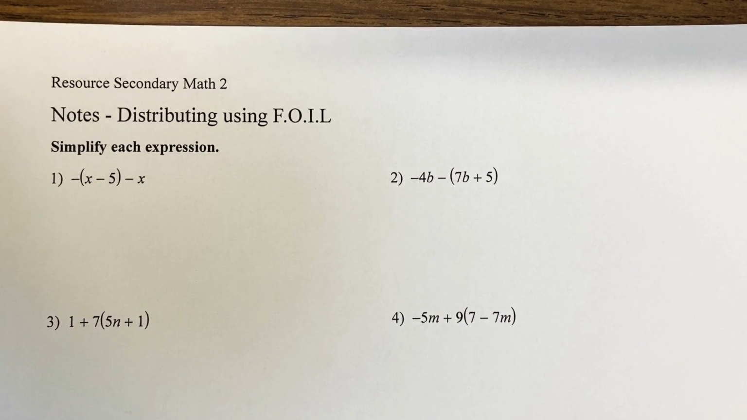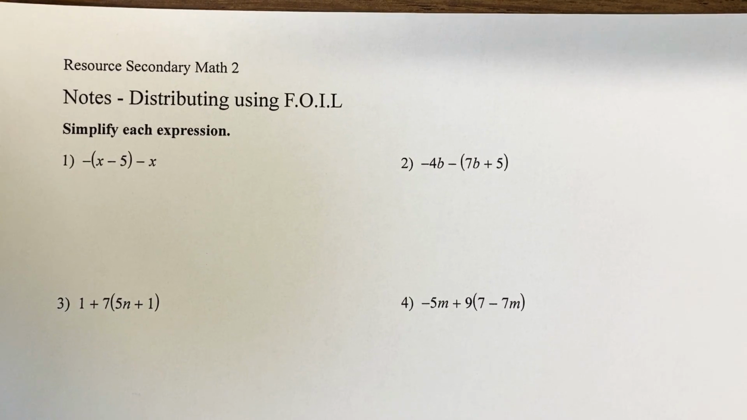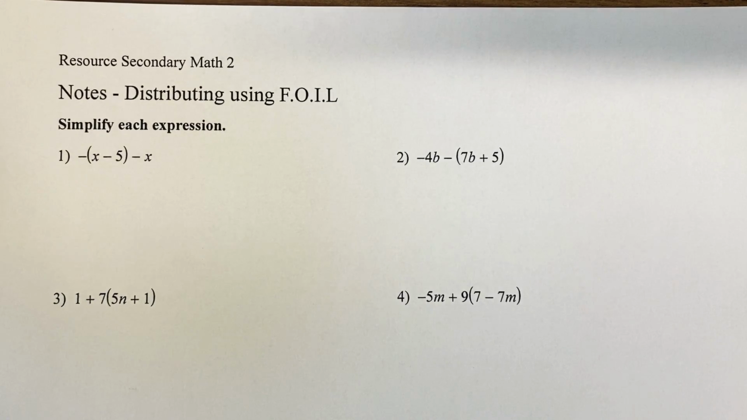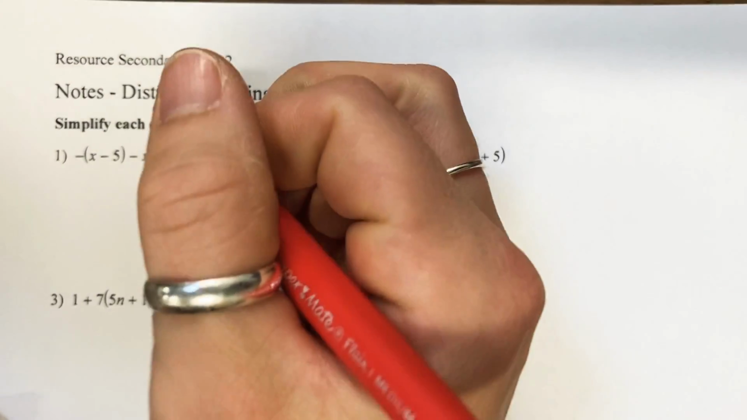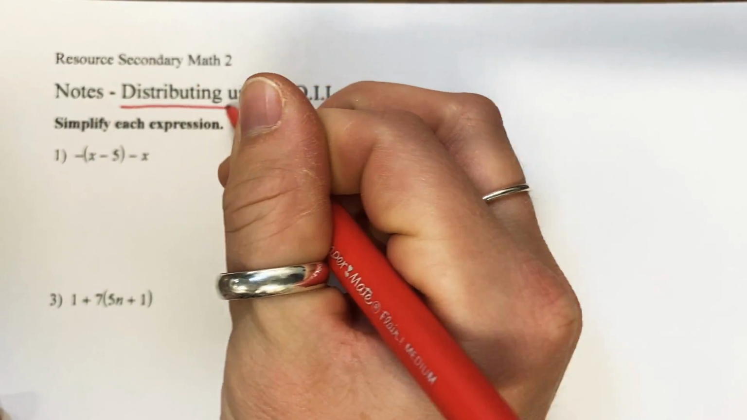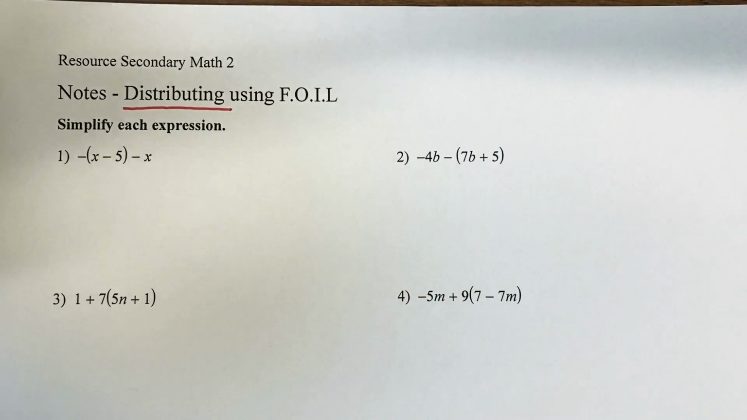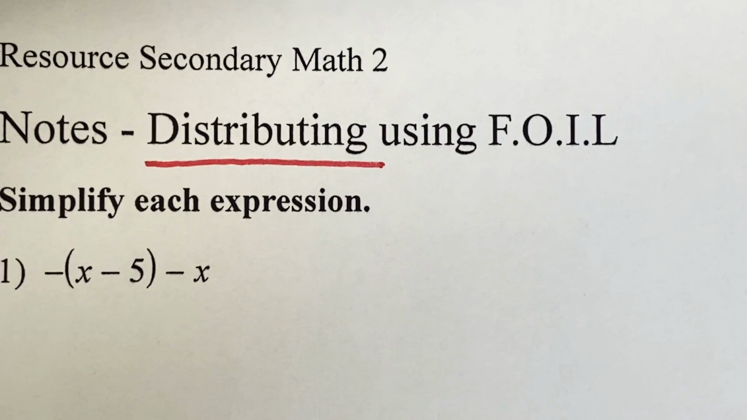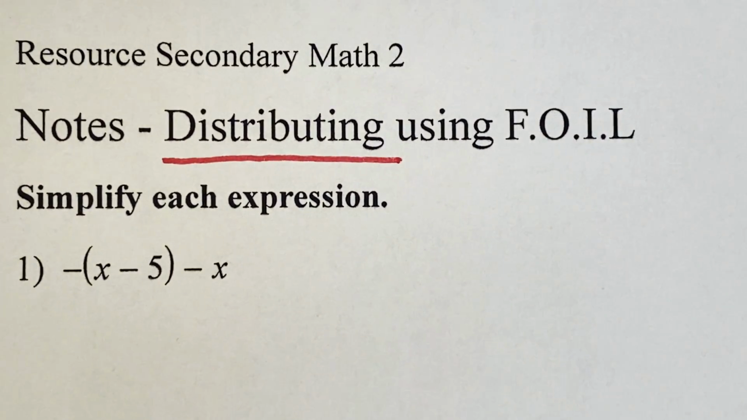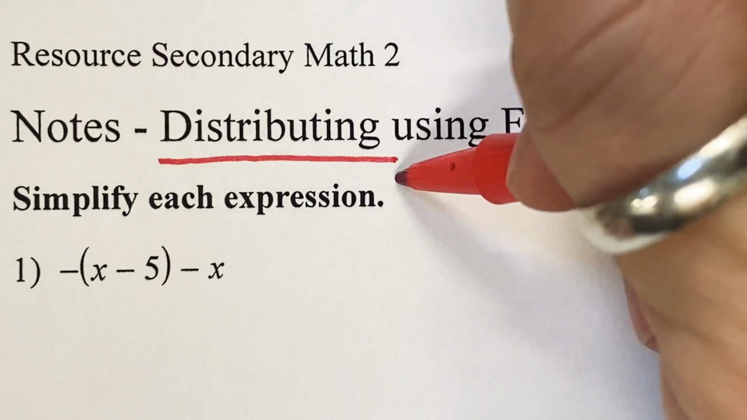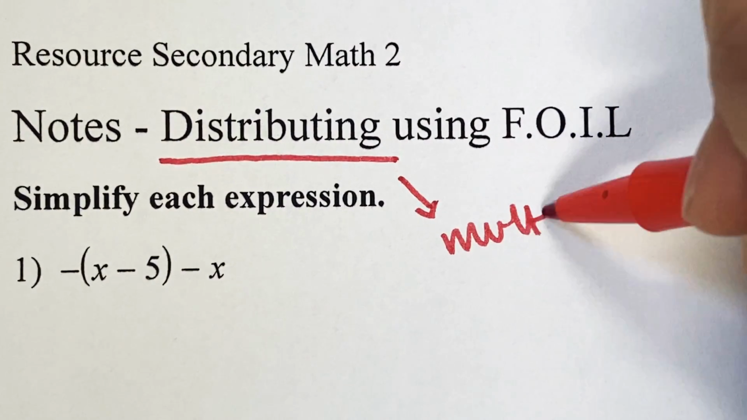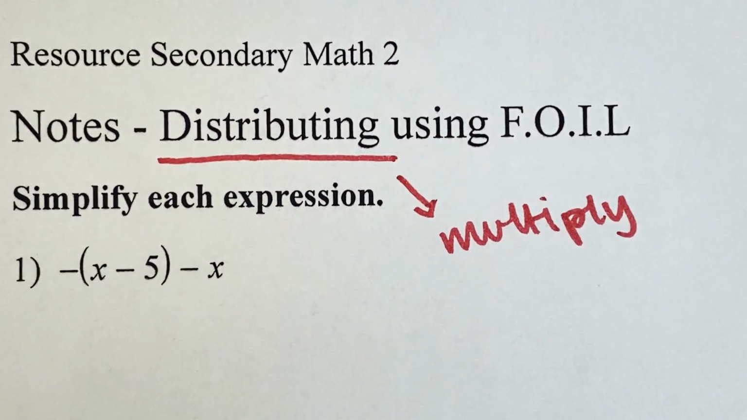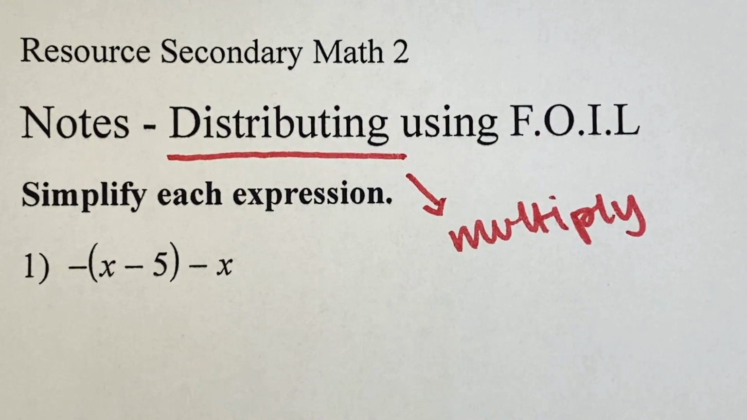All right, secondary math 2 class, we are going to be building on what we talked about last time. We are still working with distributing, the distributive property. So let's define what we are actually doing when we are asked to distribute. Are we adding, subtracting, multiplying, or dividing? We are multiplying. Whenever it tells you to distribute something, it means we are multiplying.